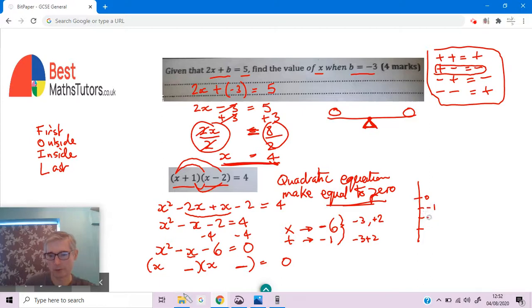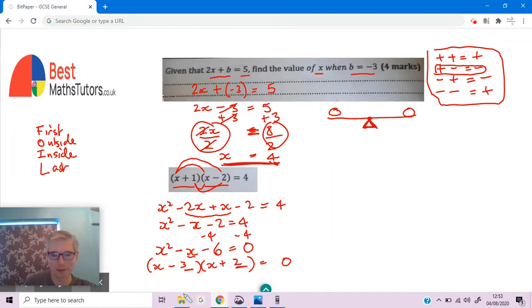So minus 1, minus 2, minus 3. And so if we were at minus 3 and we added 2 to it, we'd end up at minus 1. So that's correct. So we can see these are our two numbers, which means they go in our bracket. So we could have x minus 3 and x plus 2.